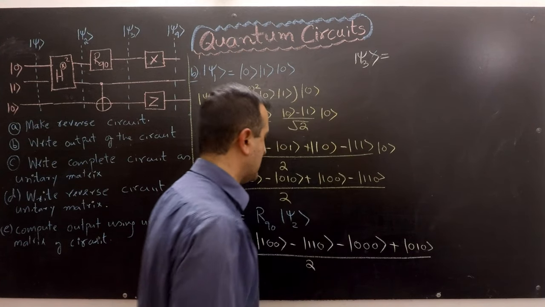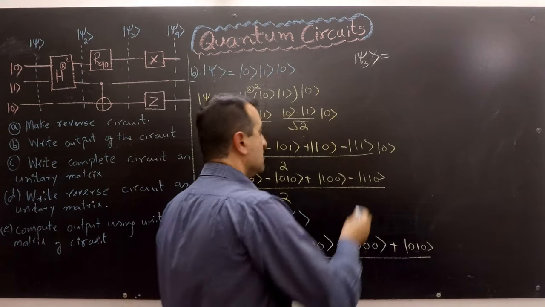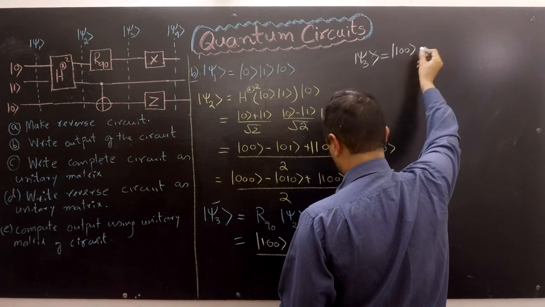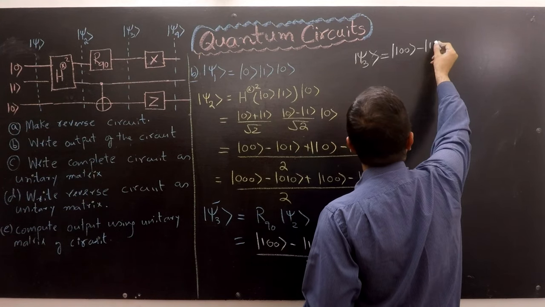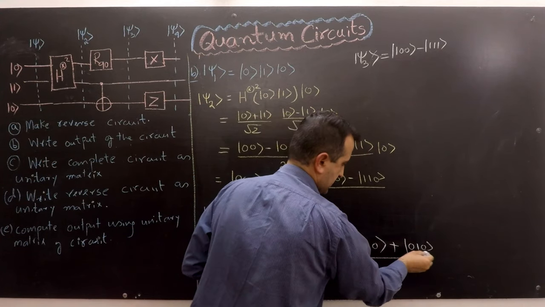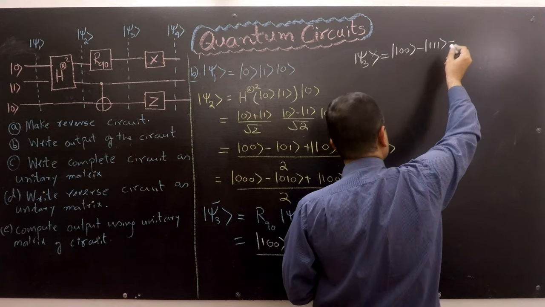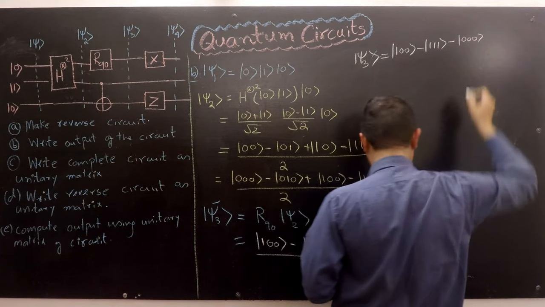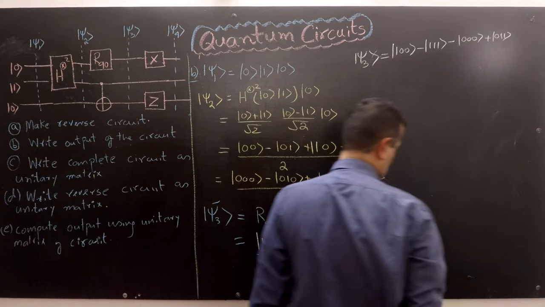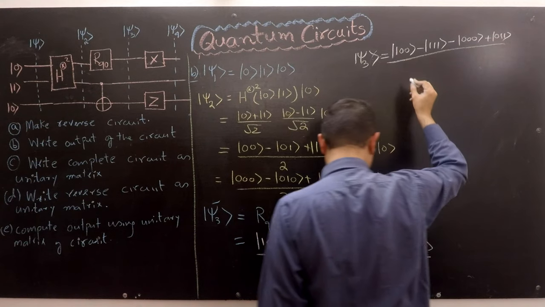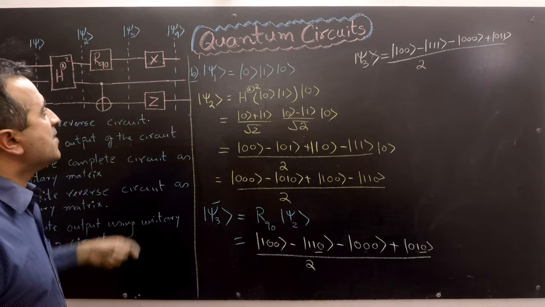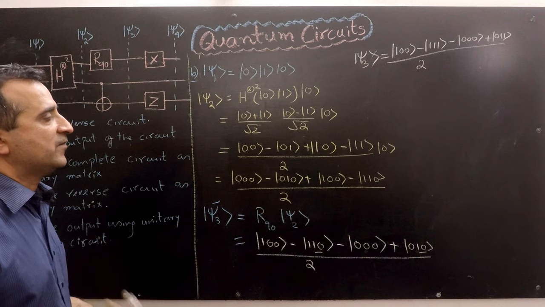So my final |ψ3> is going to be |100> minus |111>. I have flipped here, so I will flip here and I will flip here. So I will have here minus |000>. And finally, I have |011>, over 2. So I'm also done with |ψ3>. I have to compute now |ψ4>, and then I will have my final output of the circuit.